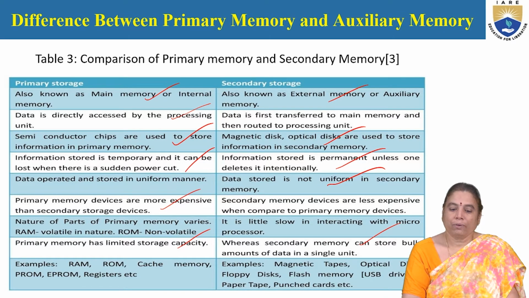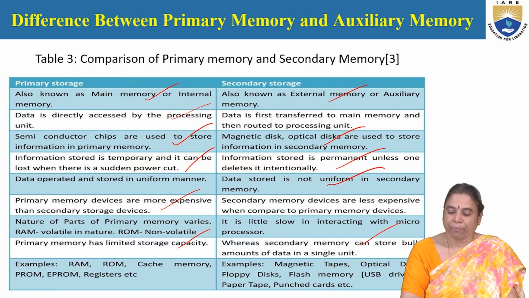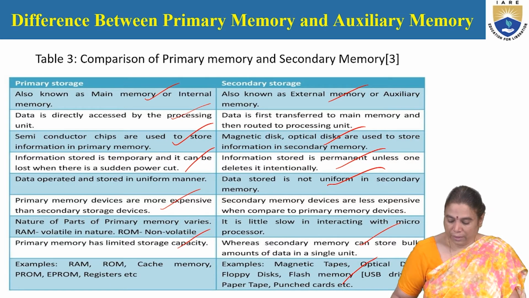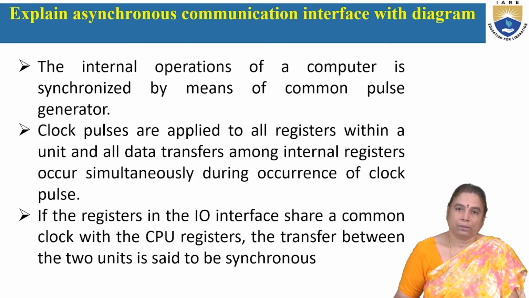So varieties of primary memory are RAM and ROM. In case of RAM, dynamic RAM and static RAM. In case of ROM, PROM, EPROM, EEPROM, all these are varieties of the primary memory. But in case of secondary memory storage devices, magnetic disk, floppy disk, hard disk drives, magnetic tape, all these are varieties of secondary storage devices. So with this, we discussed a variety of features of various memory technologies.